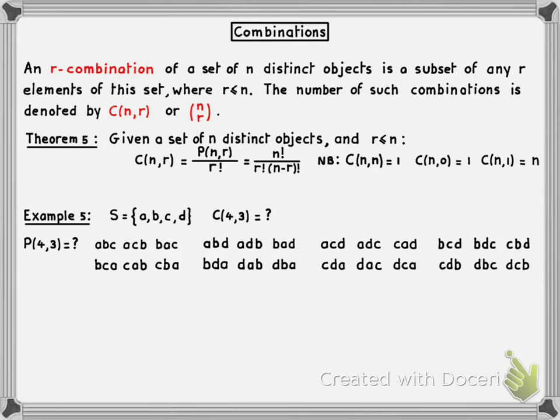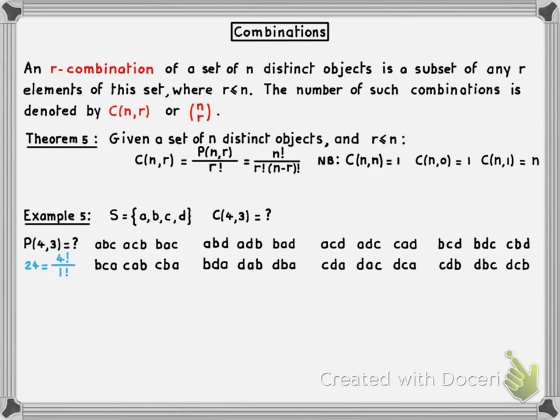So if we count all of these permutations of size 3, we get a total of 24 3-permutations. And that is the value of P(4,3). Notice we could have obtained this number without listing all of the permutations, simply using the previous theorem. Remember that P(4,3) is equal to 4 factorial divided by (4 minus 3) factorial, or 1 factorial. And of course 4 factorial is 24.